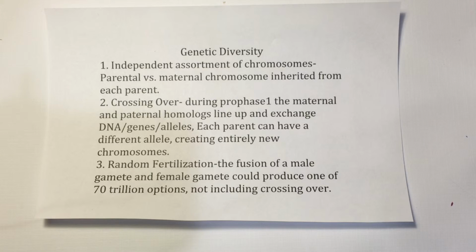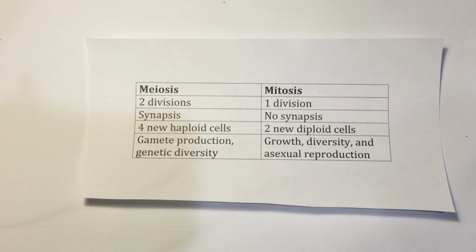Meiosis creates genetic diversity in 3 main ways: independent assortment of chromosomes, crossing over, and random fertilization. Meiosis and mitosis are different in many ways.